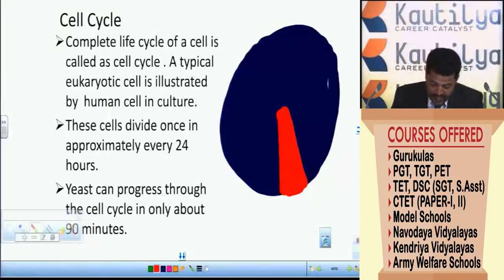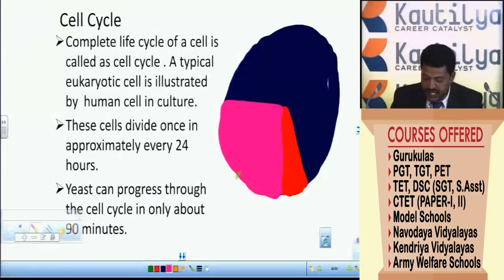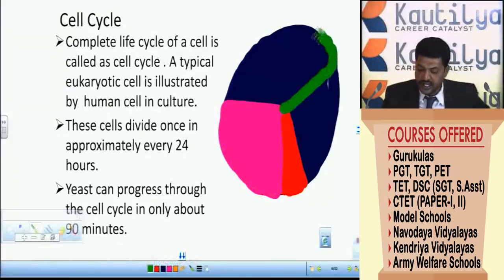In interphase, we have three stages. The first stage of interphase is G1, gap 1, or the pre-synthetic phase. And the next phase we have is the synthetic phase. In the synthetic phase, DNA replication takes place.